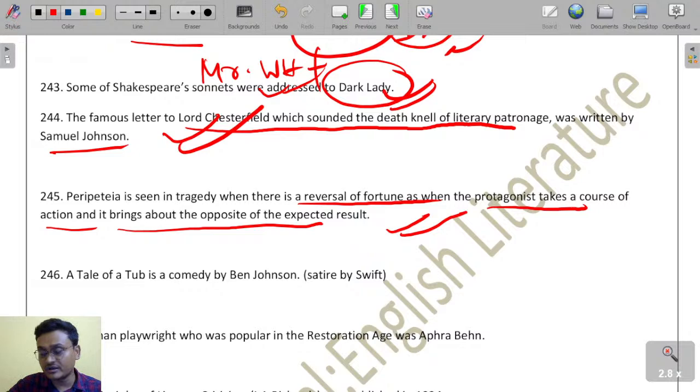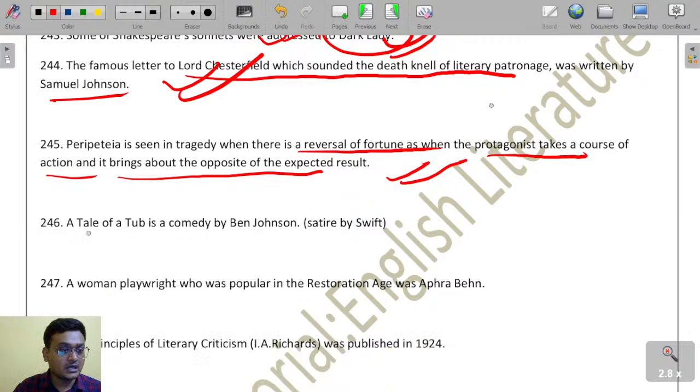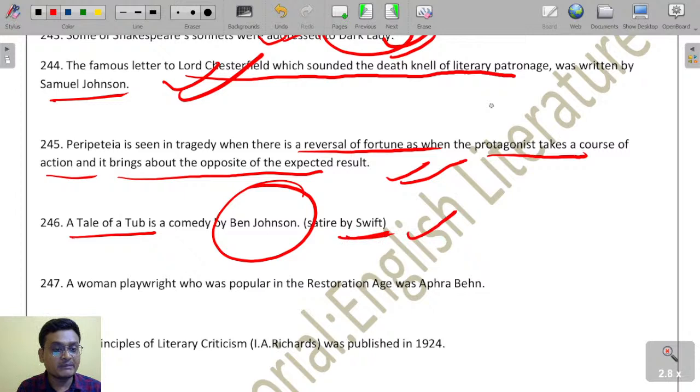Anagnorisis is a recognition or resolution. A Tale of a Tub is a satire by Swift, whereas Every Man in His Humour is a comedy by Ben Jonson.